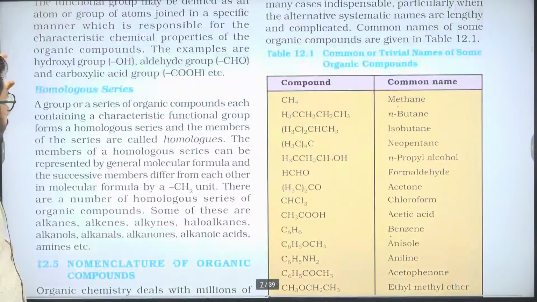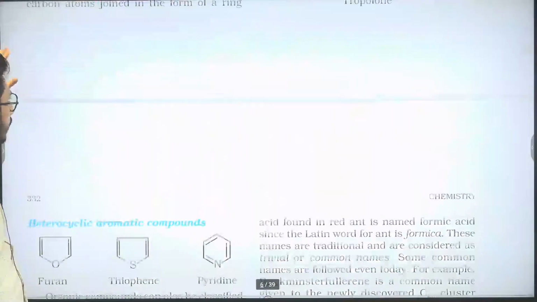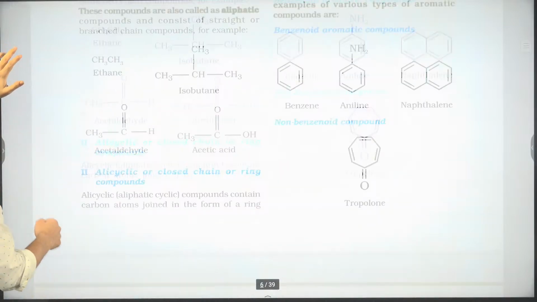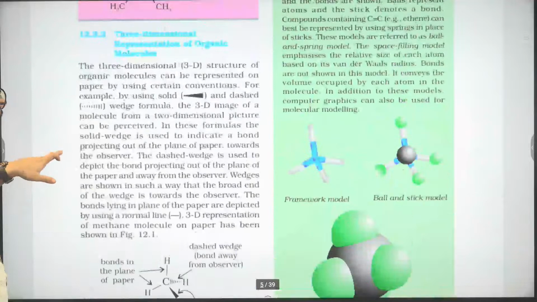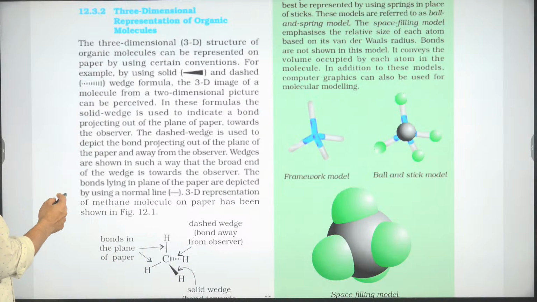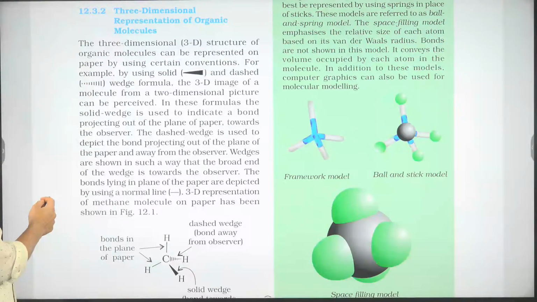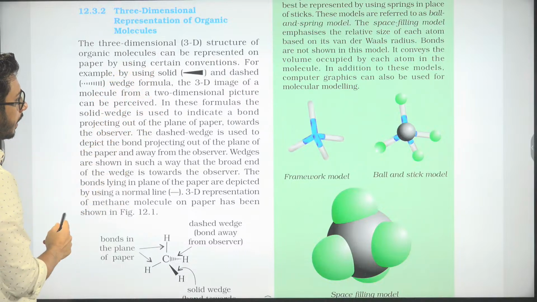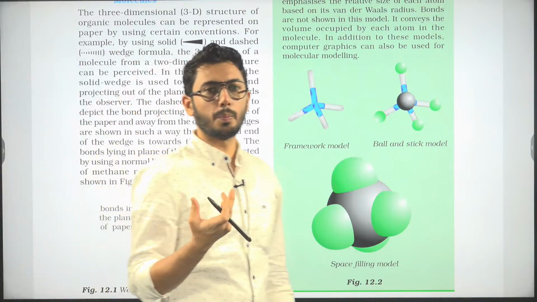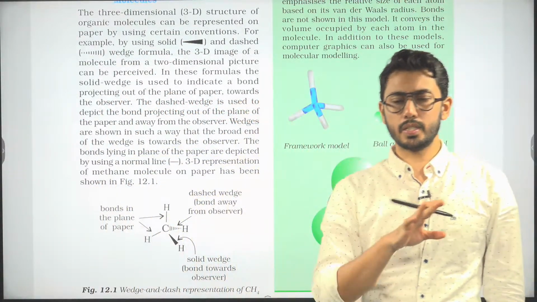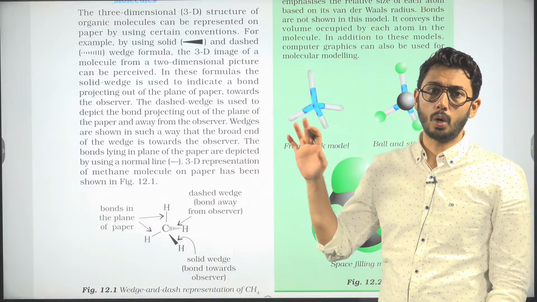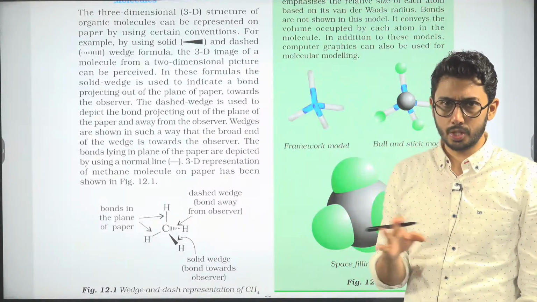Then on the previous page, one representation is given, which is this one, the three-dimensional representation. Now this is the wedge and dash representation. Generally we use this in optical isomerism. In the reactions in NCERT, we never use the wedge dash representation, but it will be useful for optical isomerism. Beyond it, in the reactions, we never use it.